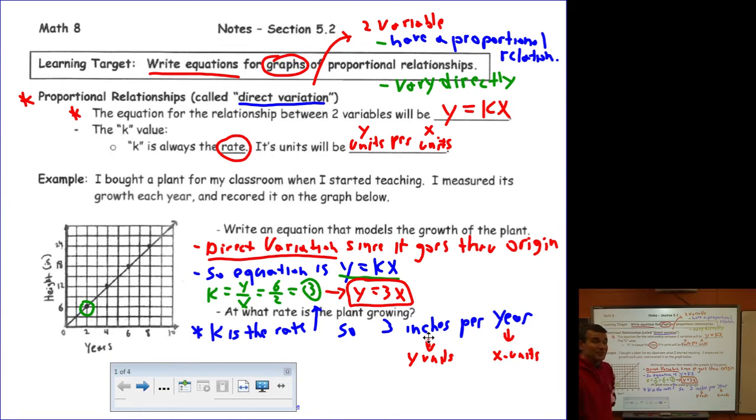All right, so again, the focus of this section is taking a graph like this one and writing an equation for it like this one, and recognizing that the k value is the rate.